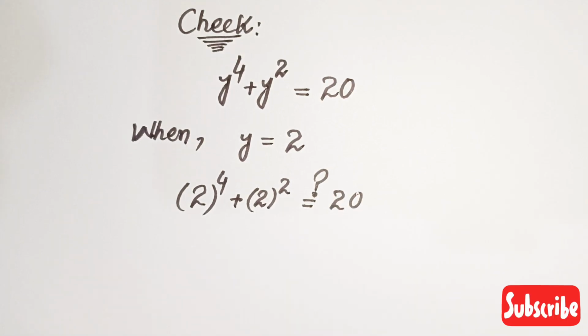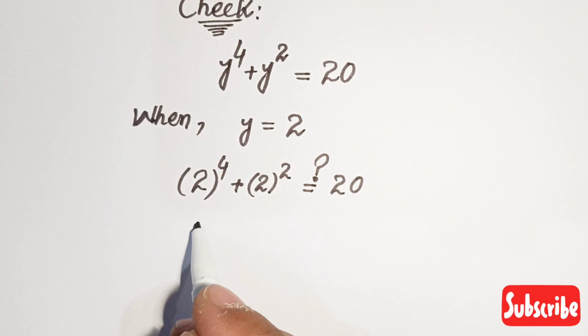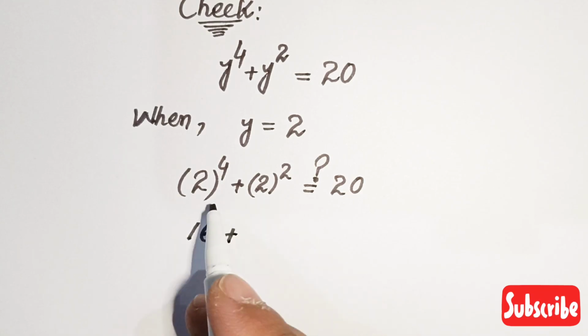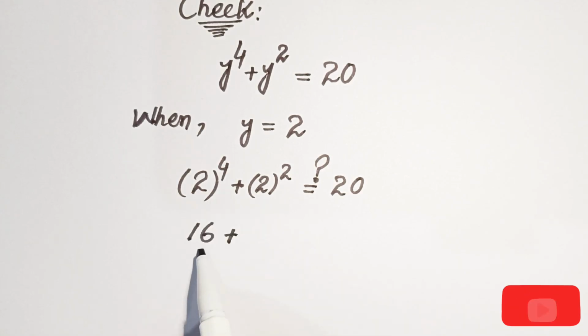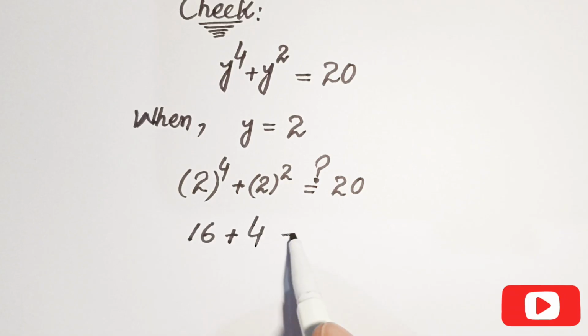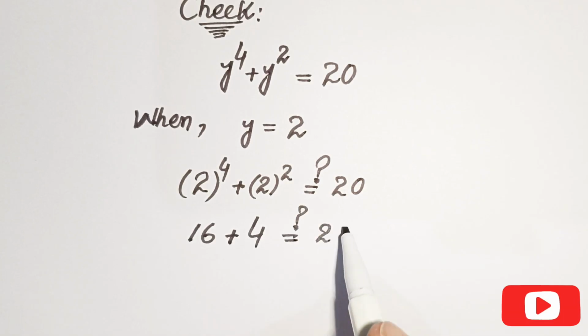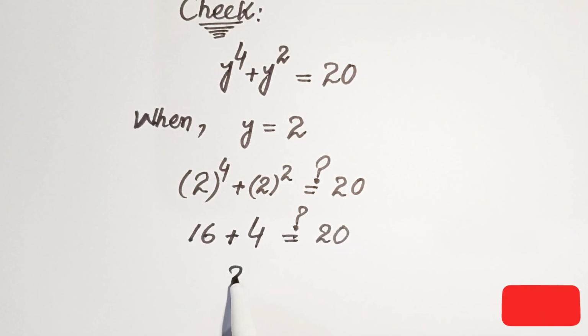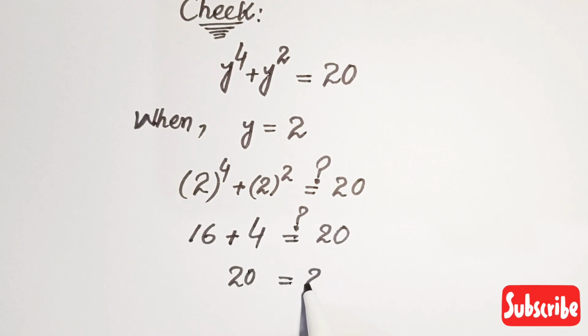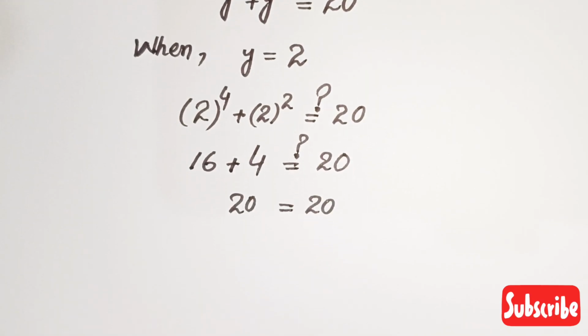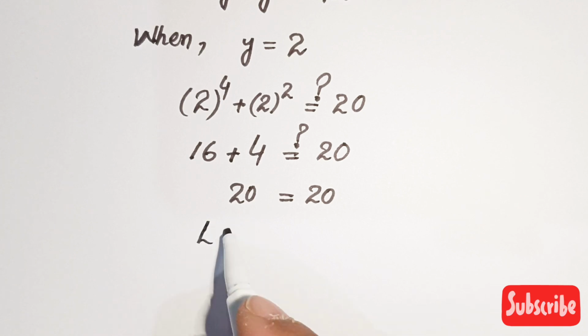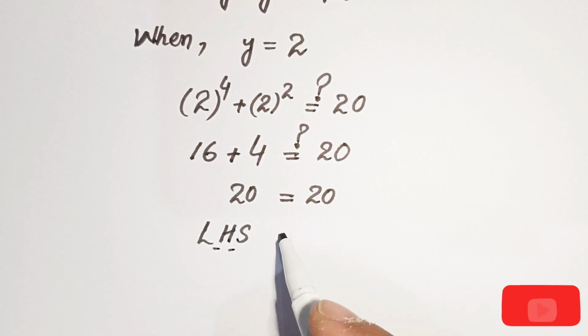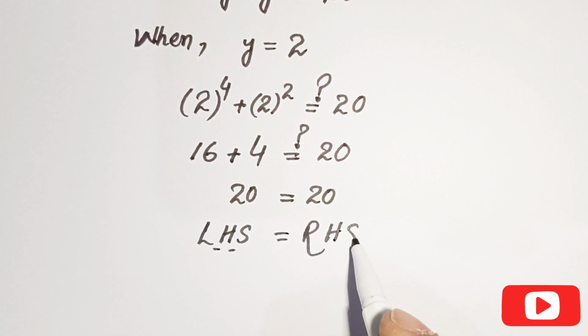We know that 2 to the power 4 is equal to 16, and 2 squared is equal to 4. So 16 plus 4 is equal to 20, and 20 is equal to 20. The left hand side is equal to the right hand side, hence the value plus 2 is true for this problem.